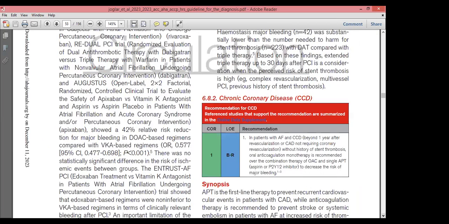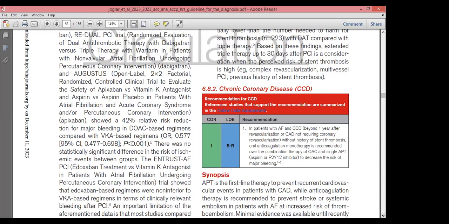They said in patients with chronic coronary disease, class 1 recommendation, patients that have AF with chronic coronary disease, that's coronary disease beyond 1 year after revascularization, or coronary artery disease not requiring coronary revascularization, without history of stent thrombosis, oral anticoagulation monotherapy is recommended over combination therapy to decrease the risk of major bleeding. So just one oral anticoagulant is recommended without any antiplatelets. We can just give maybe rivaroxaban and they continue. That's in patients with chronic coronary disease, greater than 1 year. You just give them monotherapy of an oral anticoagulant, and rivaroxaban is actually the preferred choice.